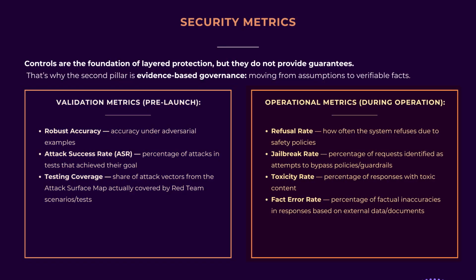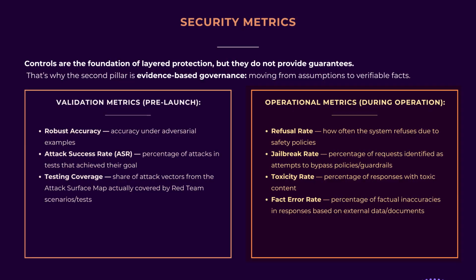The second category, operational metrics, are tracked continuously, in real time, once the system is live. Think of them as a dashboard. What do we want to see there? Refusal rates, how often the system declines to answer because of safety policies. Jailbreak rates, the percentage of requests detected as intrusion attempts. For example, we can set a threshold. If the daily jailbreak rate exceeds 0.1%, the system should raise an alert.